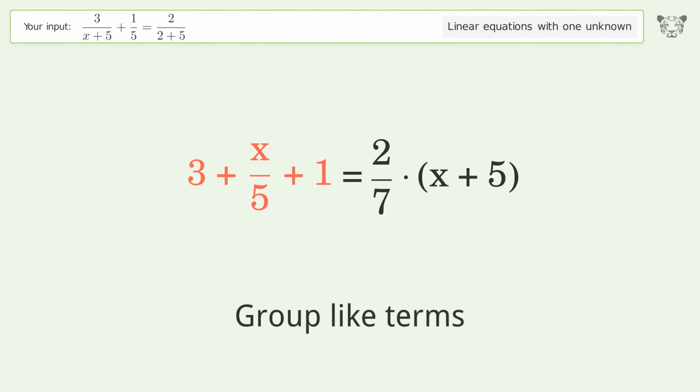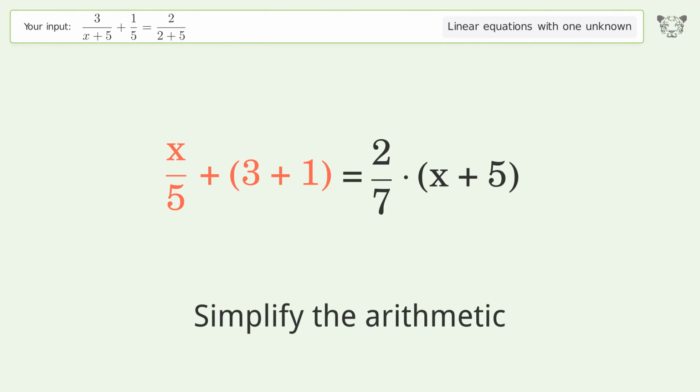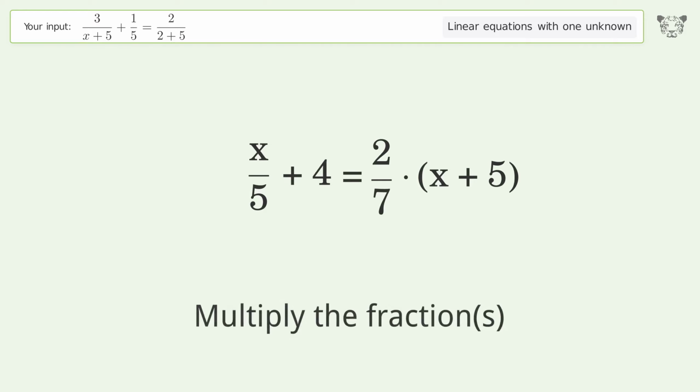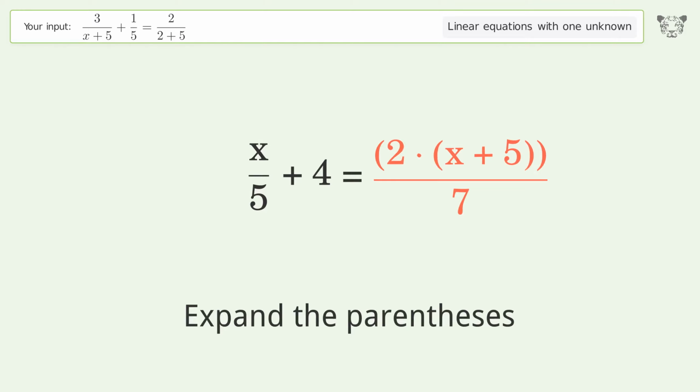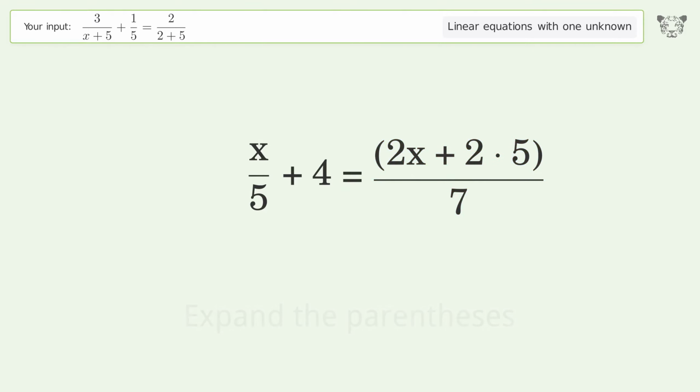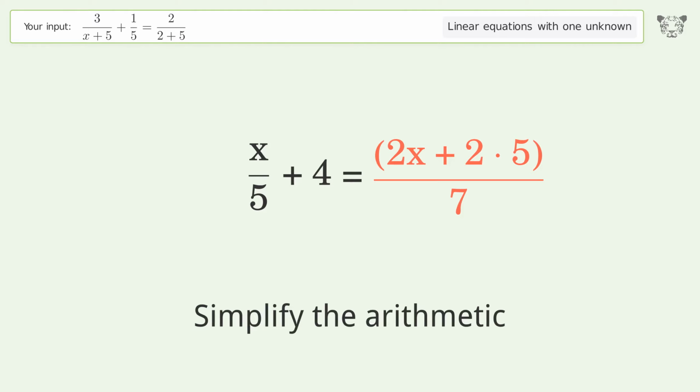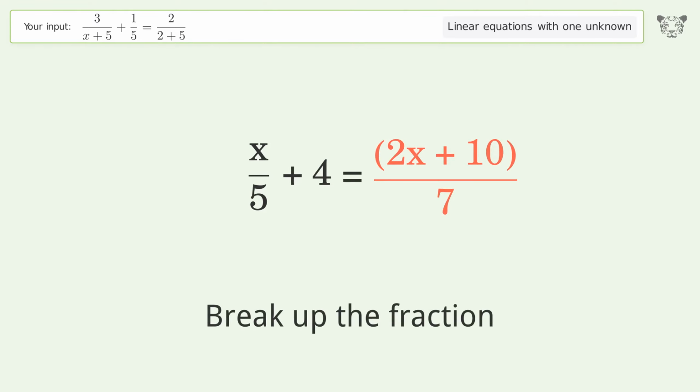Group like terms. Simplify the arithmetic. Multiply the fractions. Expand the parentheses. Simplify the arithmetic. Break up the fraction.